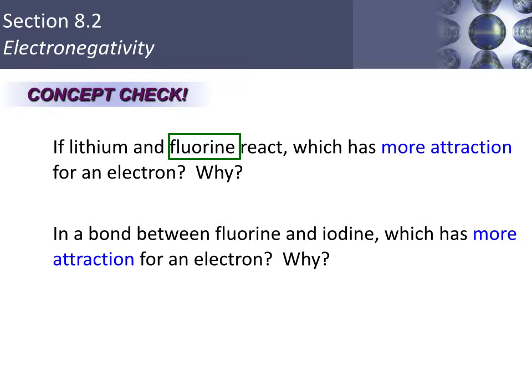For the second one, in a bond between fluorine and iodine, which one has more attraction for an electron and why? Think about it. Pause it if you need to. The correct answer again is fluorine. It has more attraction for an electron than iodine. In this case, the nuclear charge of iodine is greater, but the valence electrons are at a higher energy level, which gives us some shielding that occurs between them.